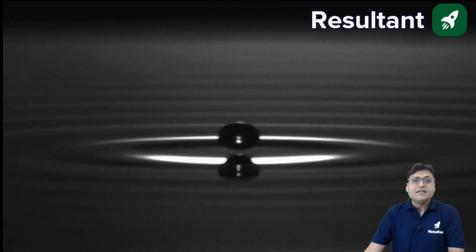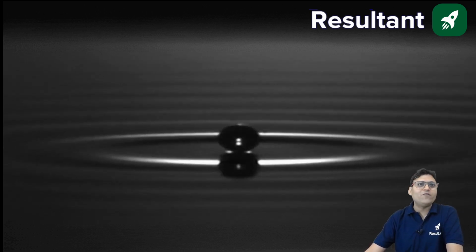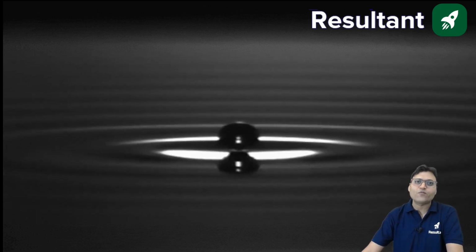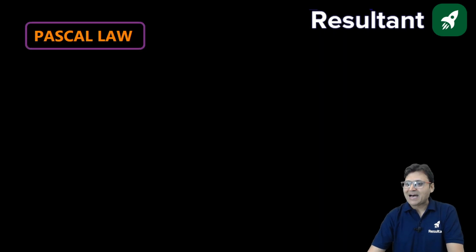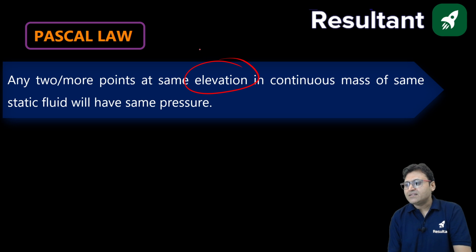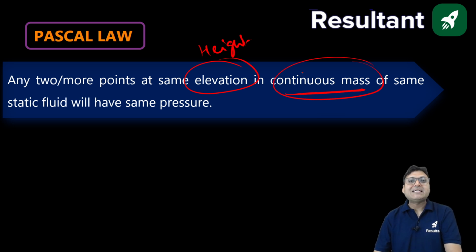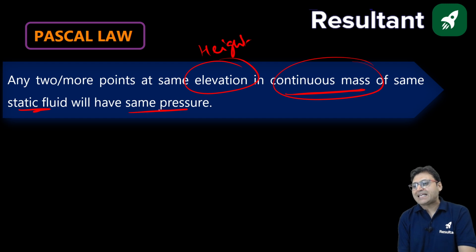Look, the observation is justified through a very beautiful and interesting concept of fluid mechanics that we call as Pascal's law. So Pascal had given a law related to the static fluid. What the law stands for? According to Pascal's law, if there are two or more points at the same elevation, means same height, in the continuous mass of same static fluid, they will have same pressure.